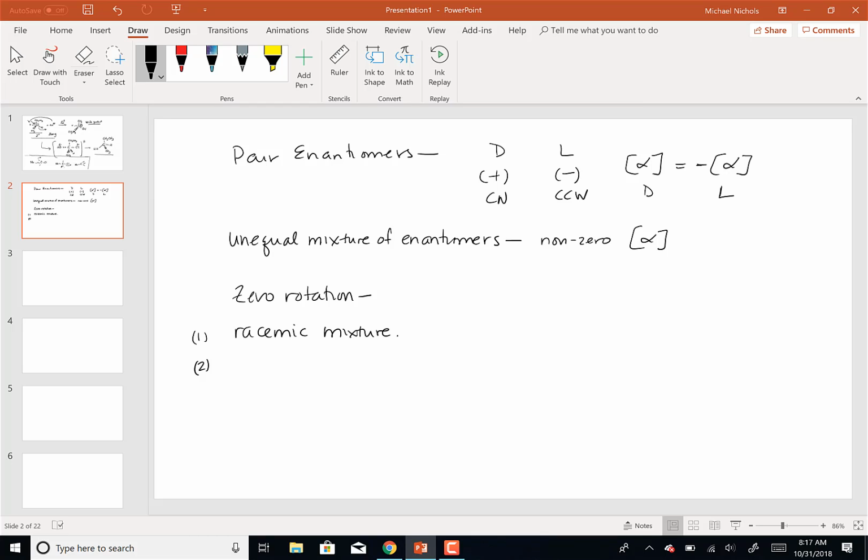Starts with M. Meso. If you have a meso compound, that will not rotate plane polarized light. And then third, there's no chiral centers in the molecule.